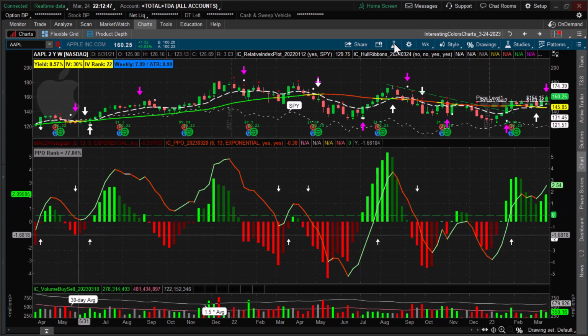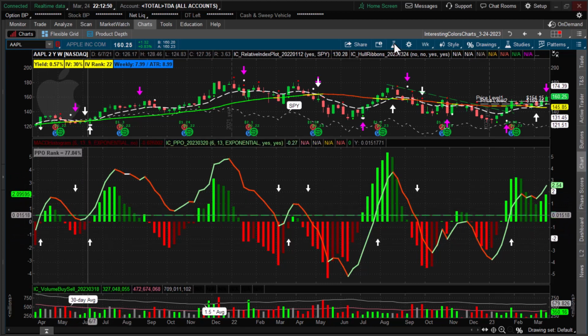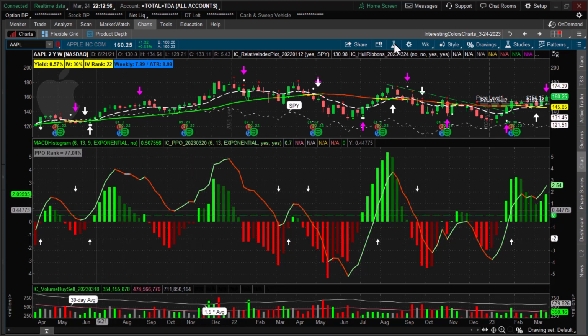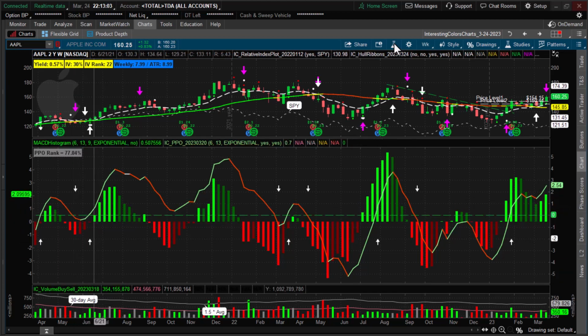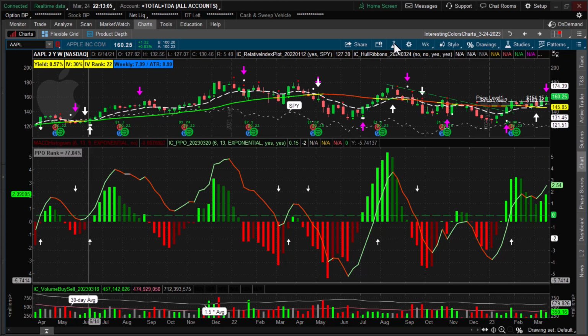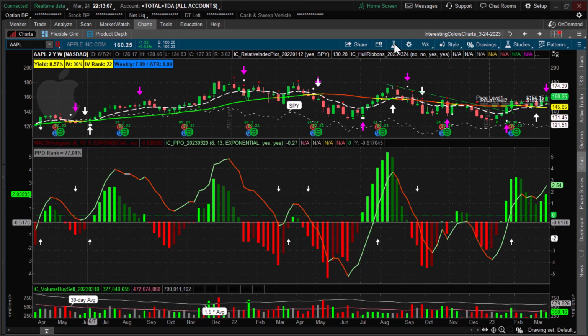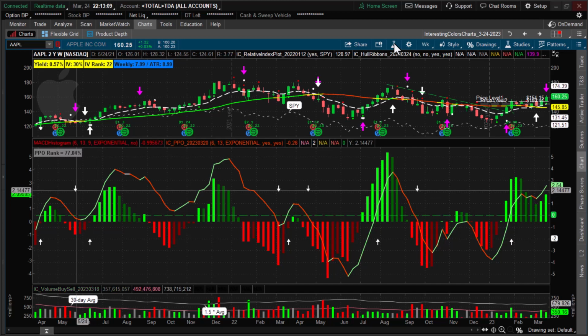If it goes through zero, and the zero line for the PPO is this dash green line right here, if it goes down through this dash green line, you're going to get a down arrow, and if it goes up through the dash green line, you're going to get a white up arrow. So it kind of works that way.